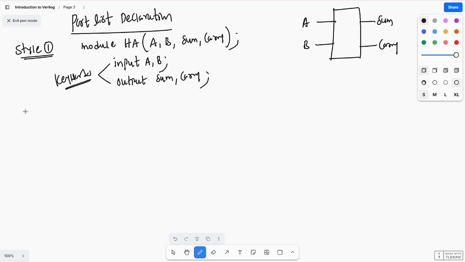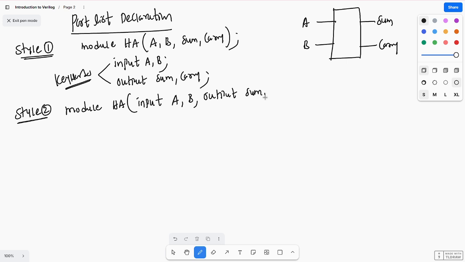And next, style 2. What does style 2 mean? Suppose module HA, I am declaring. I can declare input and output within the bracket itself: input A comma B, output sum comma carry. This is style 2. Then end module. Here also you write some piece of code and next end module.